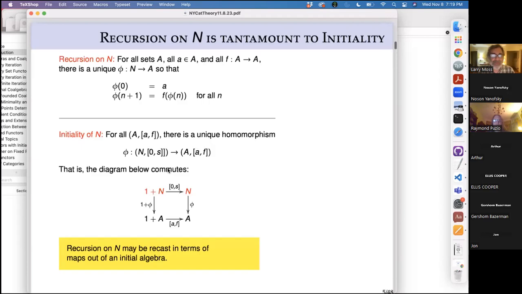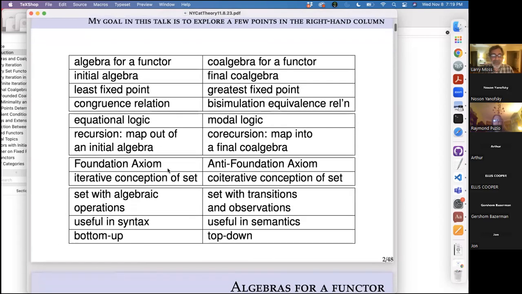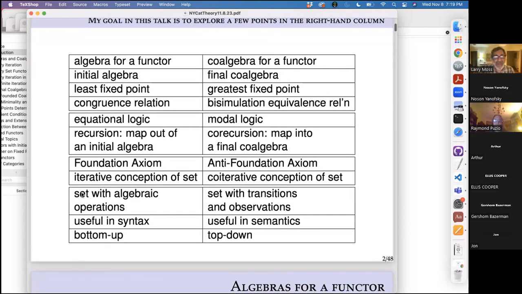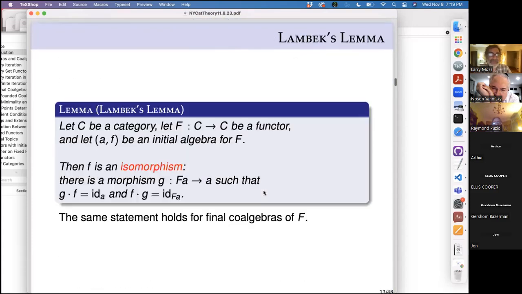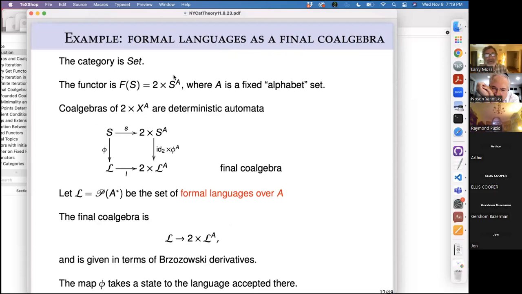Going back to my earlier point, an algebra is like a set with algebraic operations, and a coalgebra is like a set with transitions and observations. So the final one is going to be like what you could observe with an automaton. If you had an automaton, the kind of things you want to observe are the languages of words that you would accept at all the different states. This is on an intuitive level, but it is substantiated by this example of the final coalgebra of this functor on the category of sets.